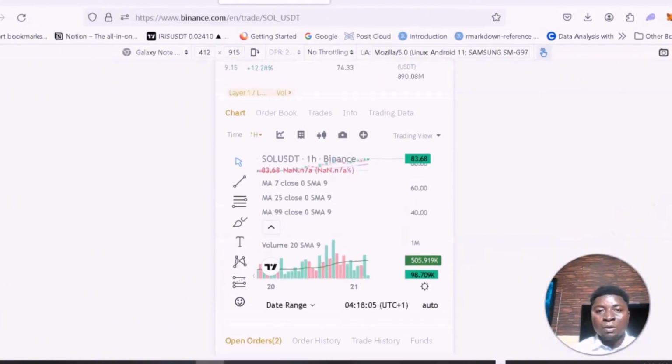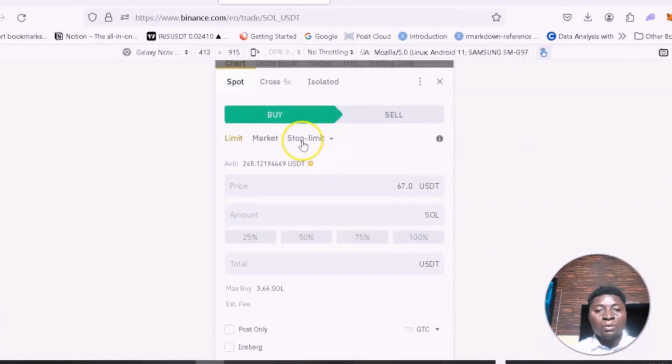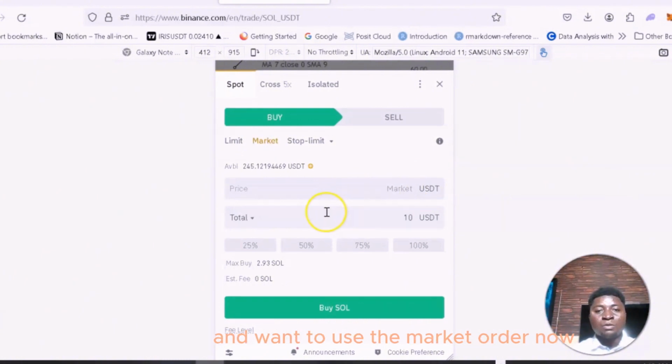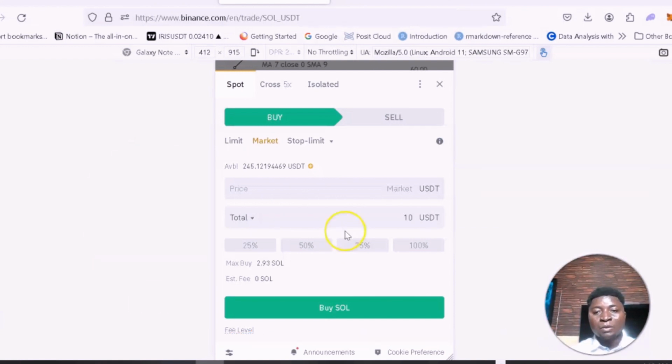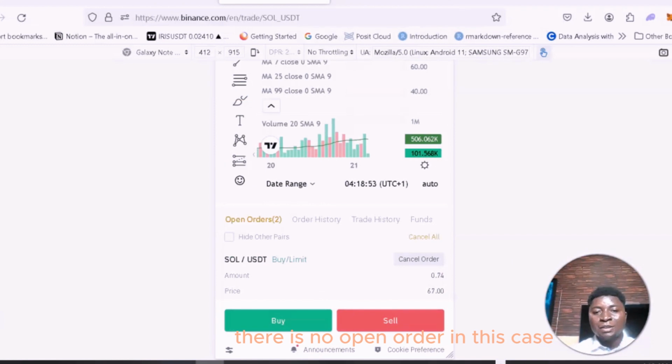Now let's go to the other option that we are interested in. Let's buy again. Let's say we want to take the same trade and we want to use the market order now. The market order means you are buying at the current price. So whatever the price of the asset is, that is the price at which you buy. Let's say I want to buy 10 units of SOL. Then I'll just come to this place and click on buy. In this case you won't have an open order, because you are using the market price.